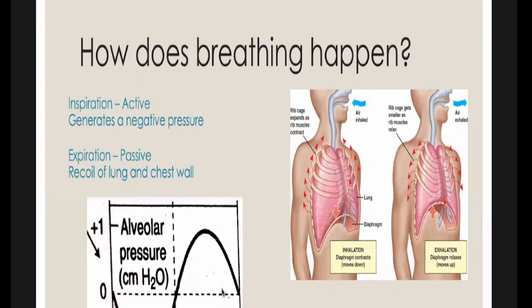Then it comes to an equilibrium. The air comes in and starts moving in, and at some point it stops. The inward flow will stop because of the equilibration of the pressures. Okay, and then it is a passive expiration. So during passive expiration, what are the changes that are happening in the lungs?